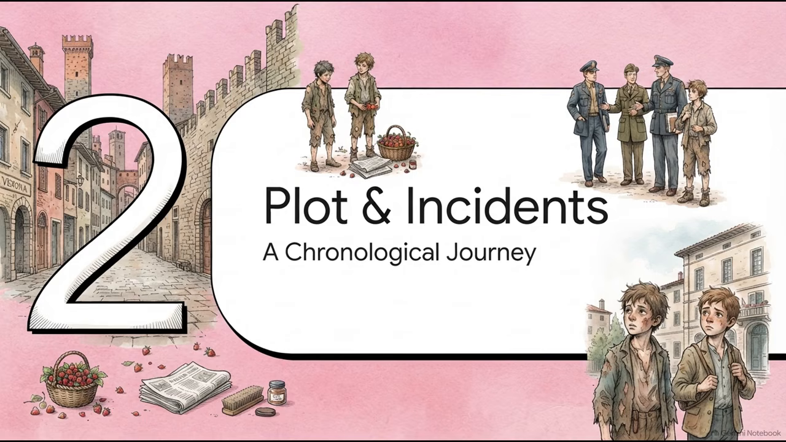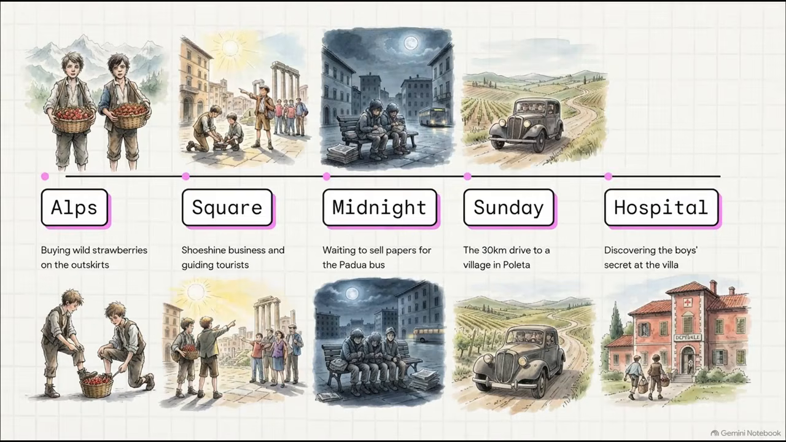Moving right along to Section 2, Chronological Plot and Incidents. Let's trace the story exactly as it happens, so you can lock the plot into your memory. Notice how the author builds our curiosity step by step. The whole thing kicks off with a super simple transaction, just buying fruit on the outskirts of town. But then, things get a little mysterious. The narrator spots the boys in the public square shining shoes and guiding tourists around in the blazing hot sun.